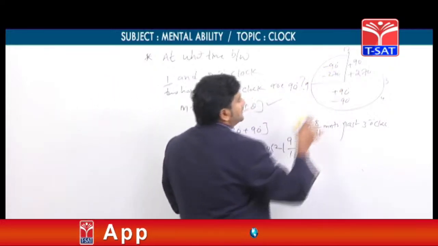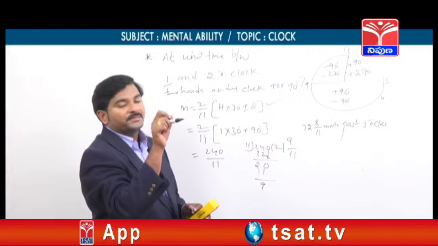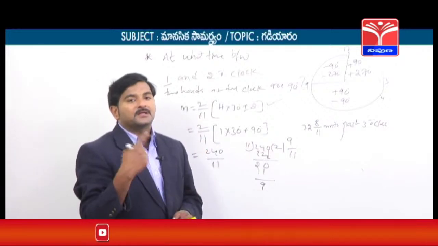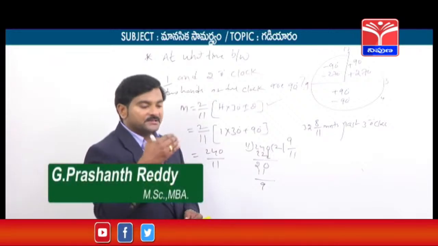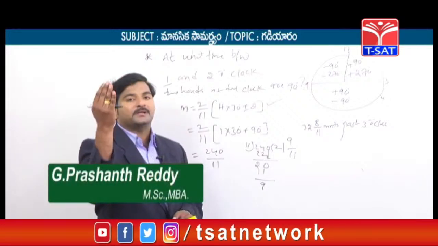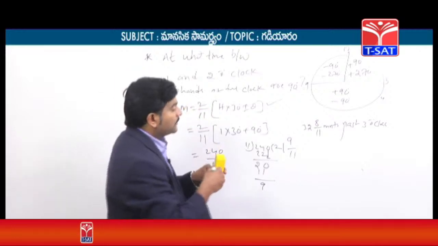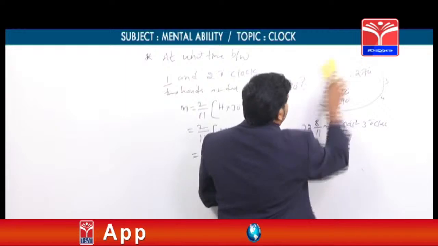Just focus on this. 12 o'clock to 3 o'clock means plus 90, plus 270. And similarly 3 o'clock to 9 o'clock means plus 90, minus 90. Similarly from 9 o'clock to 12 o'clock means minus 90, minus 270. Just have a picture in the mind. Okay, so now this part I am going to erase.